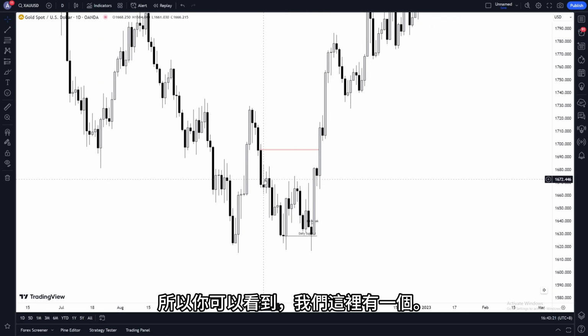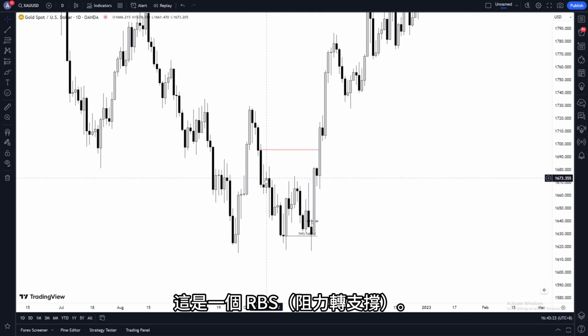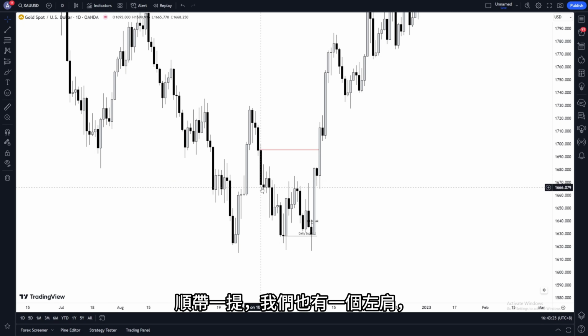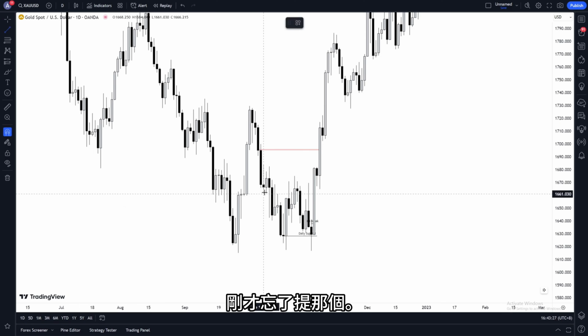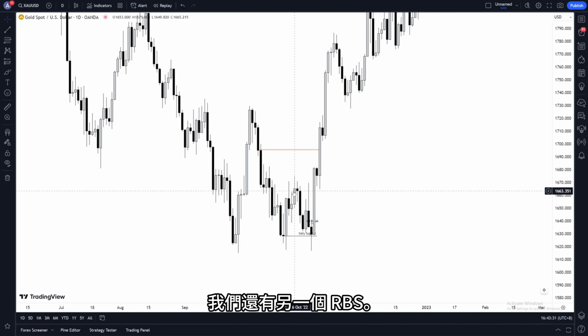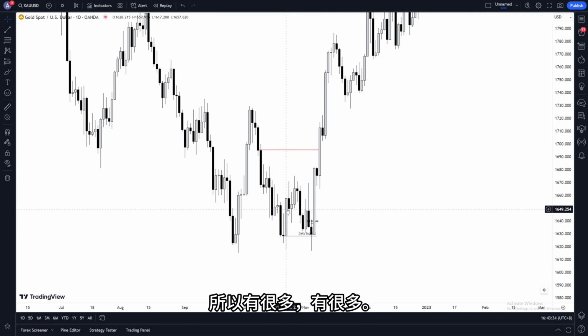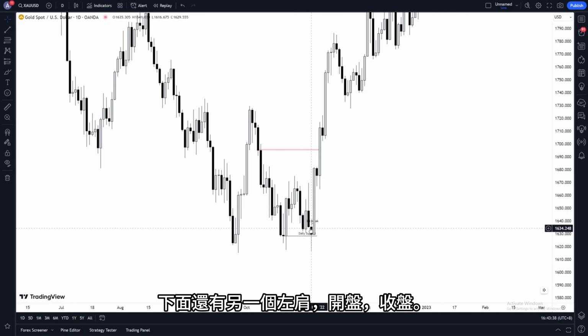So you can see we had ourselves one here. This is a RBS. We had ourselves a left shoulder as well, by the way. Just forgot to mention that. Now I'm seeing it in hindsight. I can see it. Had ourselves a left shoulder. We had ourselves another RBS. So there's a bunch. There's another left shoulder here. There's another RBS here. There's another left shoulder down below, open, close.